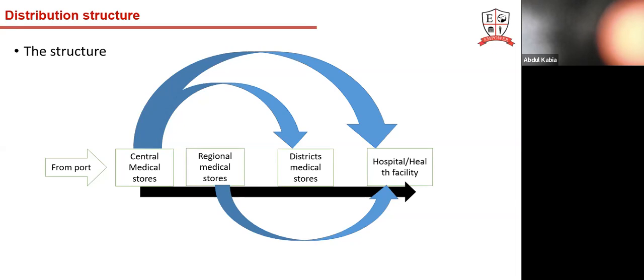So these are the basic distribution structures in which countries look at what is their best fit and adopt a structure based on what we said: the geography, the population density. Those are all the criteria before you develop a tier system for your country. Next slide.